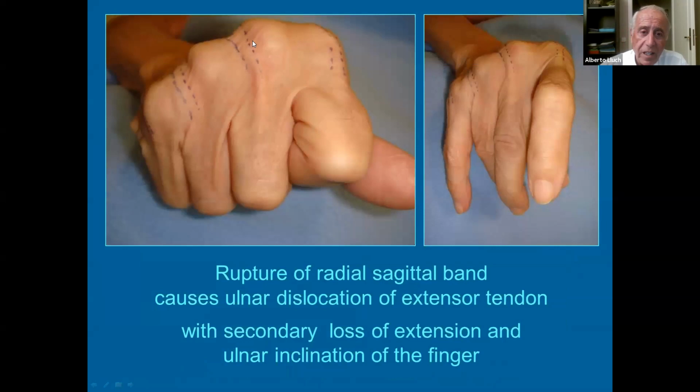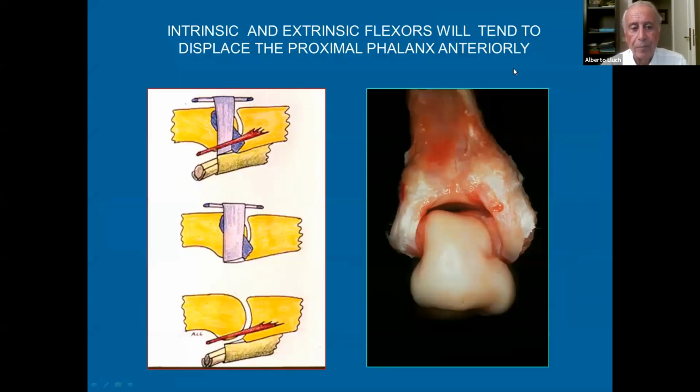Rupture of the radial sagittal band causes an ulnar dislocation of the extensor tendon, and as a consequence, we will have a loss of extension. Here, the patient on the left is closing the fingers, making a fist, and he is trying to extend the fingers. Since the extensor tendon in these fingers is not on top of the metacarpal head, he cannot extend these fingers. They even have a tendency to go to the radial side and even cause flexion of the joint.